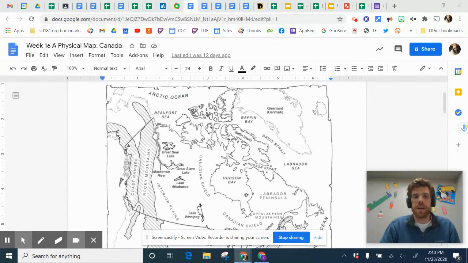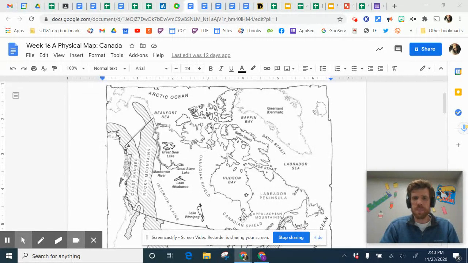A physical map, again, means that we can see the physical features of that map. For example, we can see the Rocky Mountains, the tallest mountains in Canada, just like the tallest mountains in the United States are the Rocky Mountains. We have the coastal ranges, we have interior plains, we have the Canadian Shield, and that's this U shape right here.